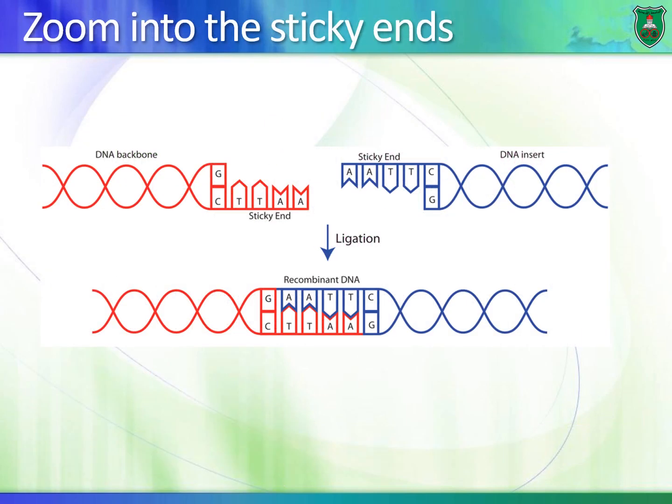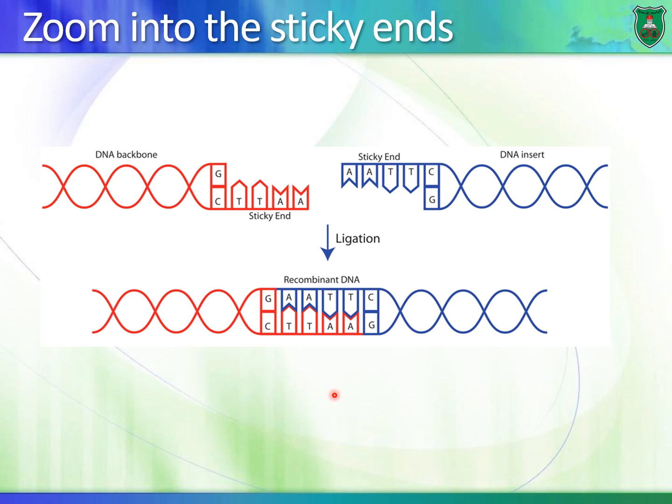Here's another look at it. A cut between G and A results in the formation of two restriction fragments with sticky ends. So eventually this end can form hydrogen bonds with this end, except again that there is no phosphodiester bond.